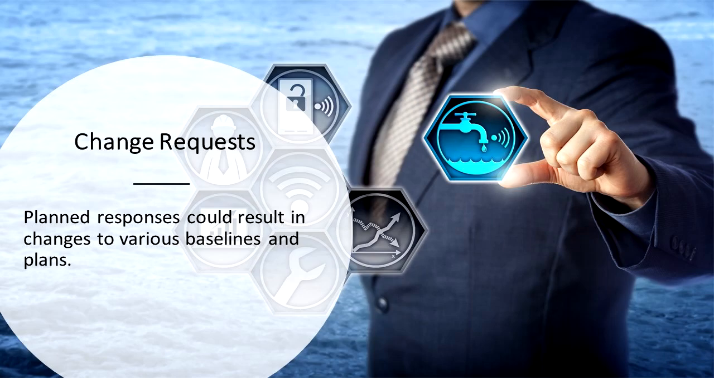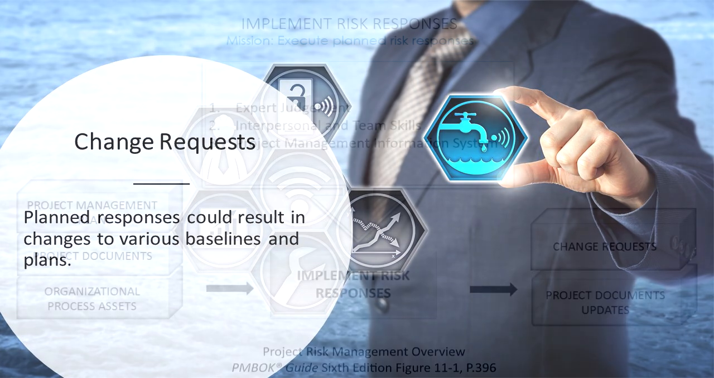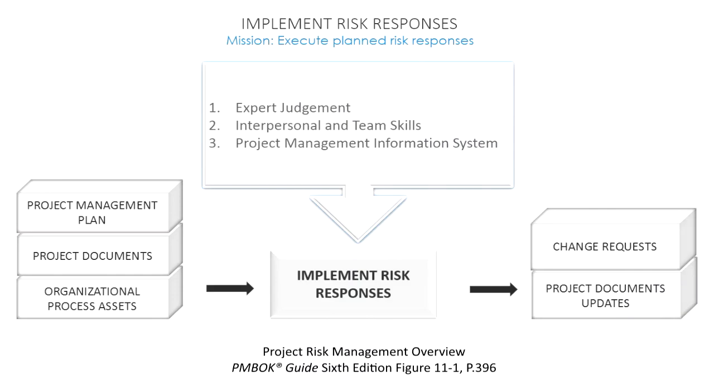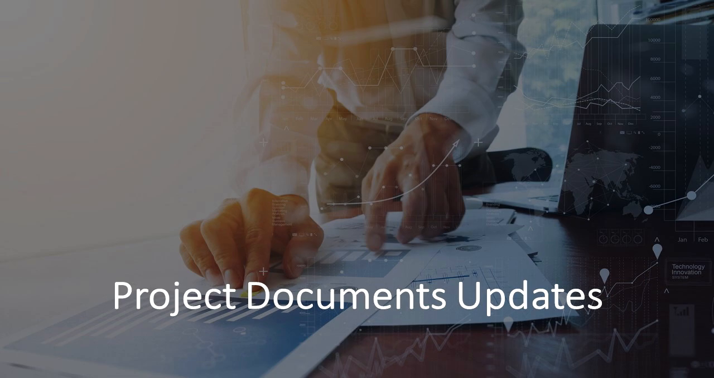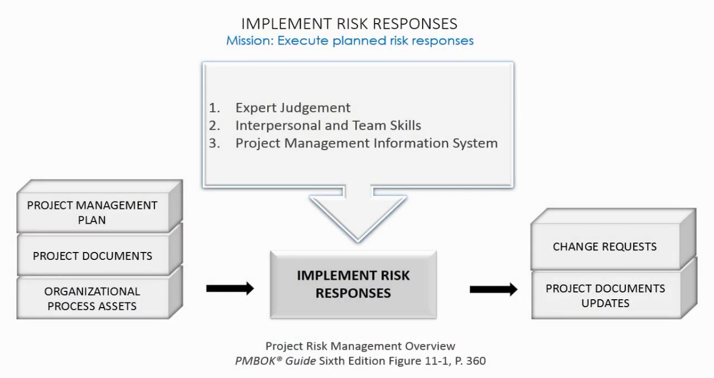Major output from this process is change request. As a result of taking certain actions on risks, we could have change requests. Also, we have project documents updates. Big one, of course, is the risk register, which will be updated, but we could also have a variety of other documents. So this is a rather short process.